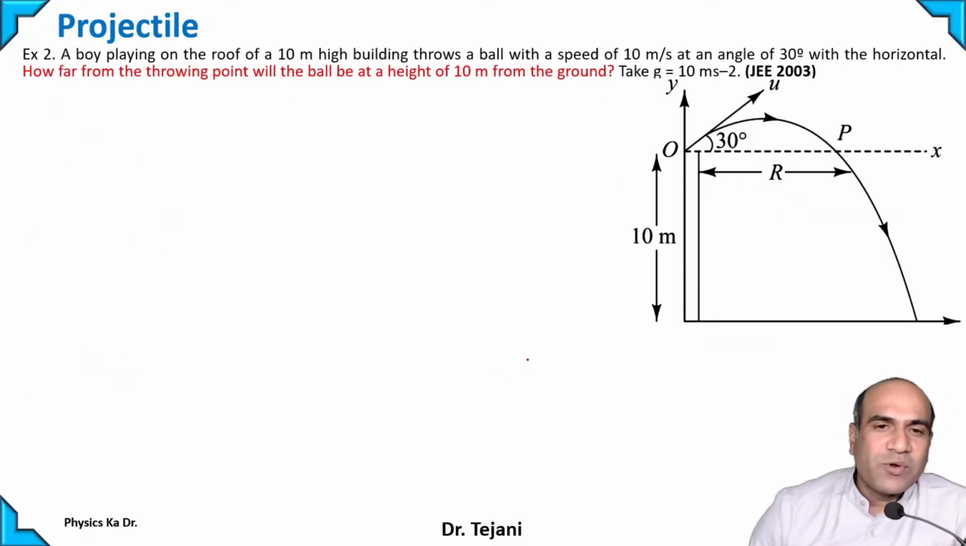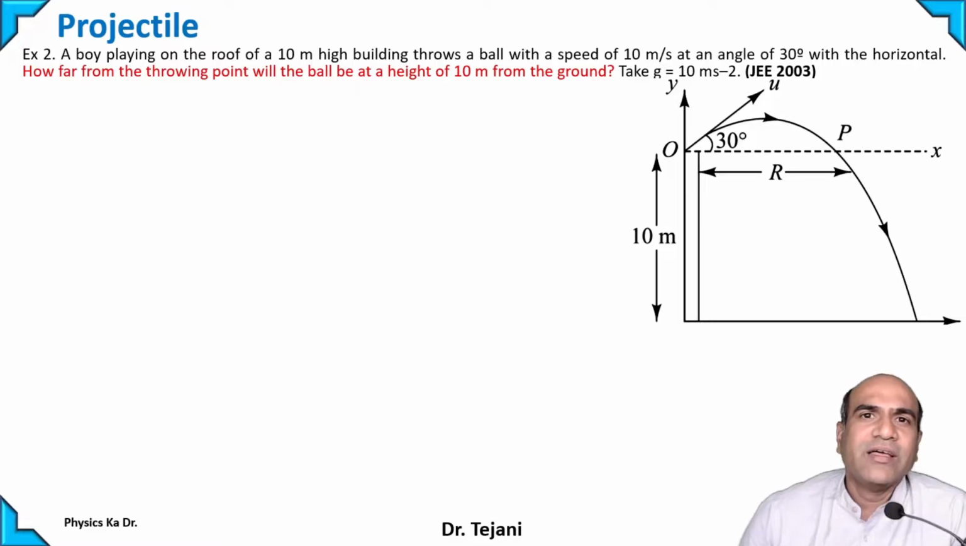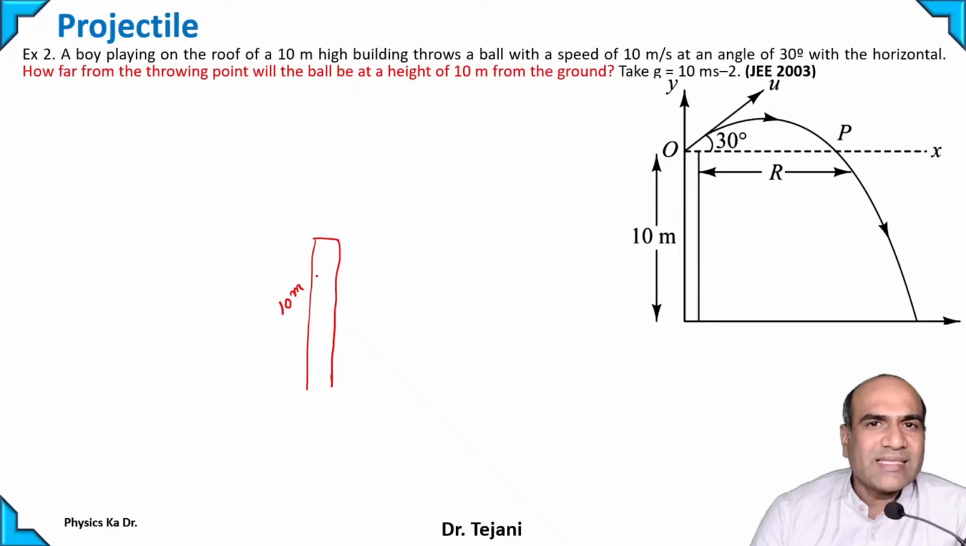So we have one more example, and this is from JEE 2003. As I mentioned, similar kinds of questions will be there in the JEE. So what is mentioned here? A boy playing on the roof of a 10-meter high building. Let's draw the building again. This is a building which has height 10 meters. I suggest that you always read the question, and during reading, construct a sketch for it. That will help you a lot to understand the question.